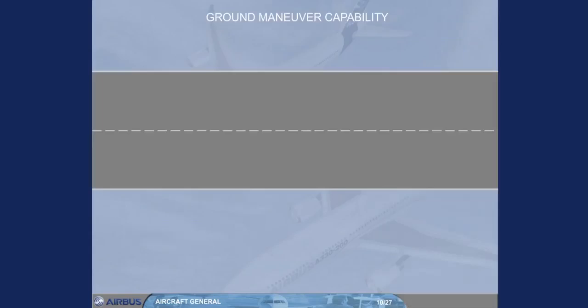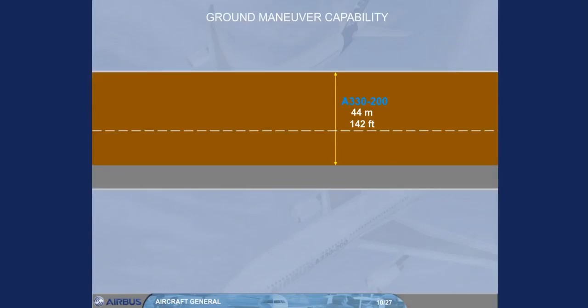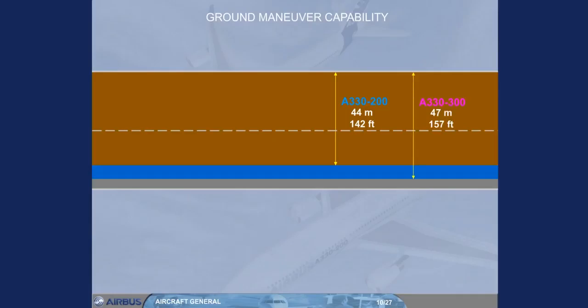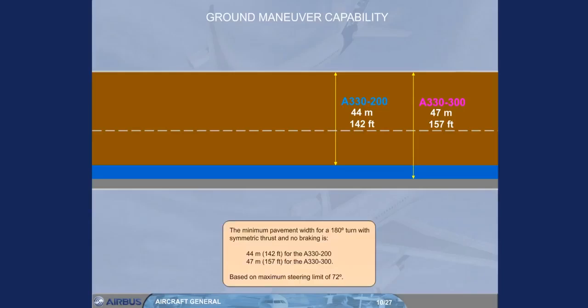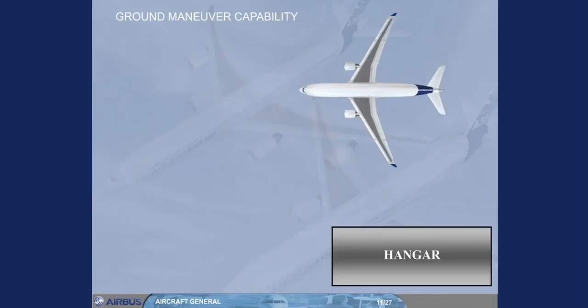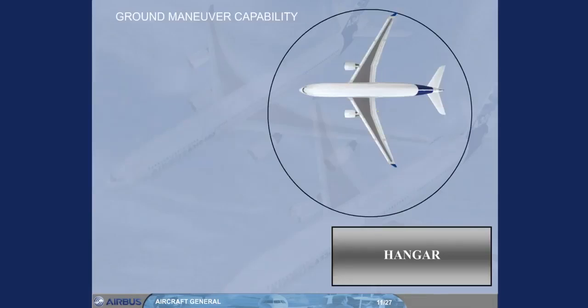The minimum pavement width for a 180 degrees turn with symmetric thrust and no braking is 44 meters, 142 feet for the A330-200, 47 meters, 157 feet for the A330-300. Based on maximum steering limit of 72 degrees. For the A330-200 and 300, if the wing clears the obstacle, the tail will also clear it.